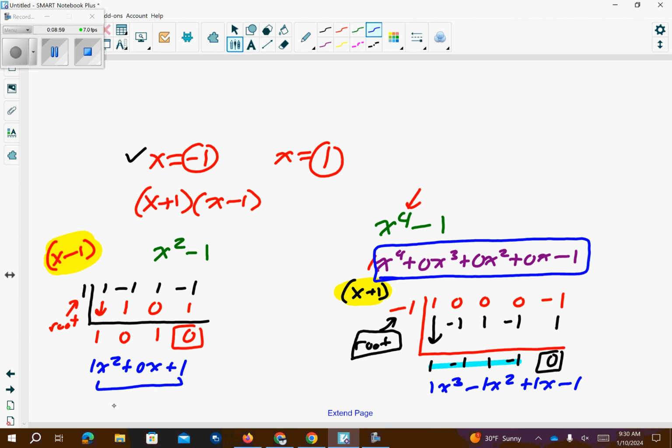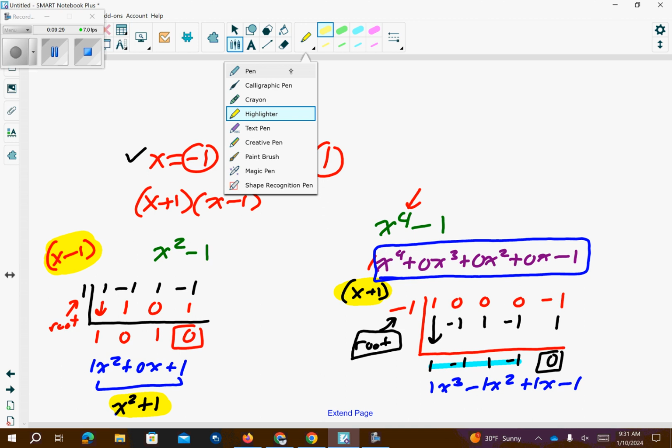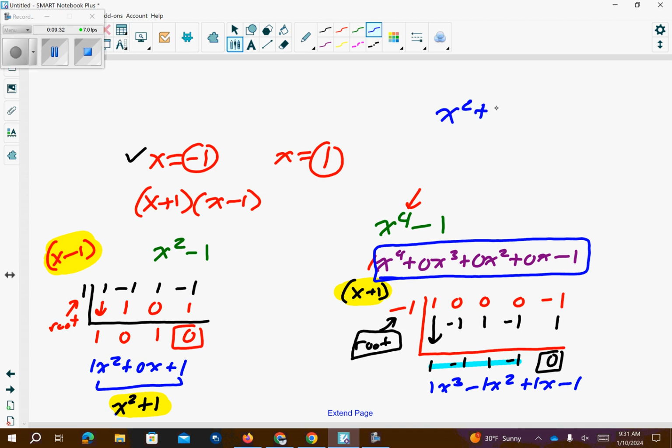Well, let's clean this up a little bit. This becomes x squared plus 1. And friends, what can you tell me about x squared plus 1 from your days of Algebra 1? Is it the difference of 2 squares or is it the sum of 2 squares? It's the sum. Does the sum of 2 squares factor? No. So that means my factored version of this is going to be those 3 things. So I have x squared plus 1, that won't factor, and I get x plus 1 and x minus 1.